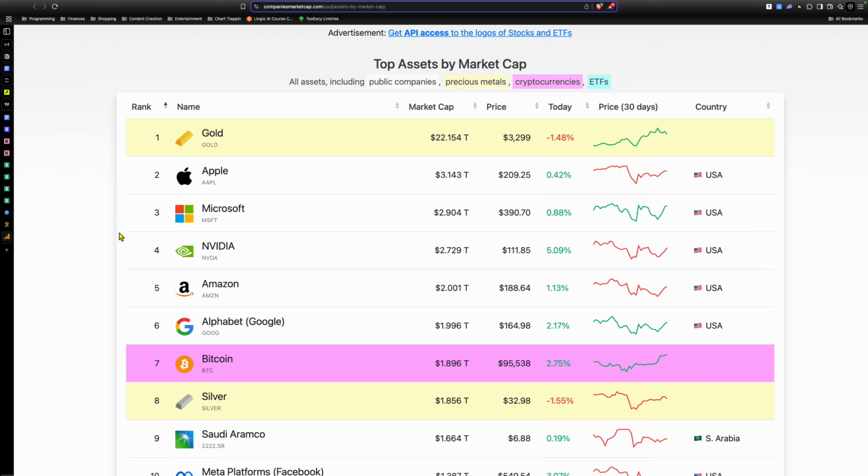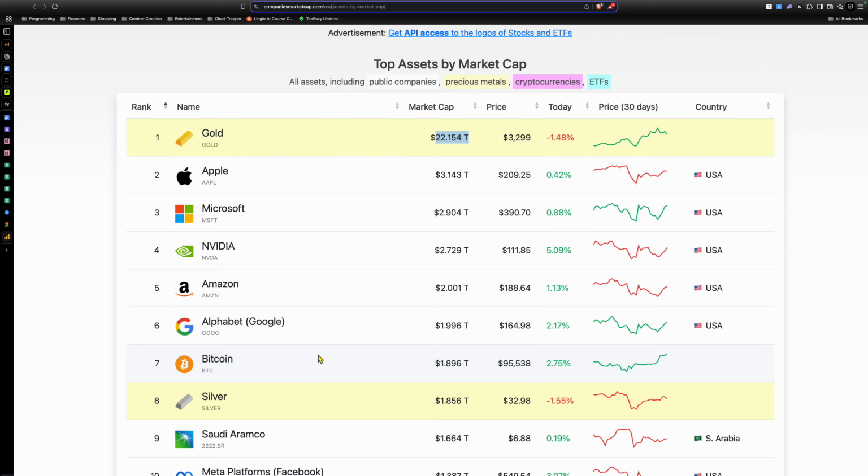Y'all understand how I valued that? How I did that math? We're just going off market cap. 1.8 trillion, I'm rounding that up to 2, and we got to get to 22 trillion to beat out gold. 22 divided by 2, that's 10. So then you take the price of Bitcoin, multiply it by 10, 950,000.